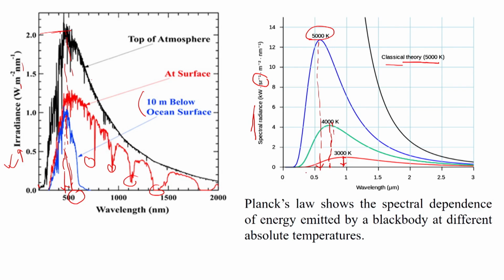One thing is very important here: in this law you can see the spectral dependence of the energy emitted. Spectral means we are talking about the wavelength. So this is the spectral dependence of the energy emitted by a black body at different absolute temperatures of the black body, just you have to remember.